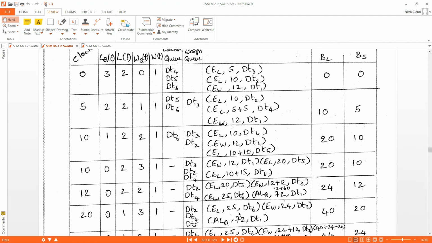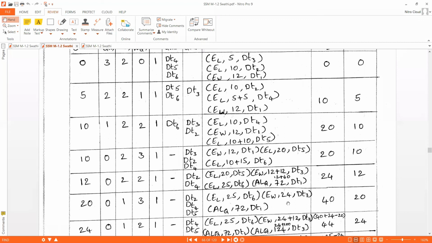Now the future events here: the ending loading event of dt6, which is going to occur at simulation clock time 25, we'll write as it is from the future event list. Next, another event which is going to occur at simulation clock time 24 is the ending weighing event for dt3, and the arrival at the loading queue for dt1 at simulation clock time 72. All three events we'll write as they are here. These are the future events which are going to occur.